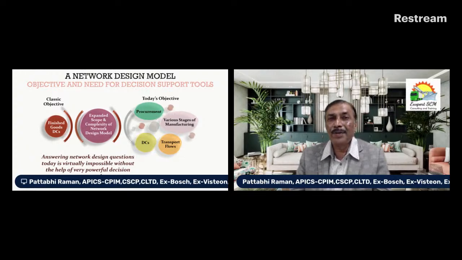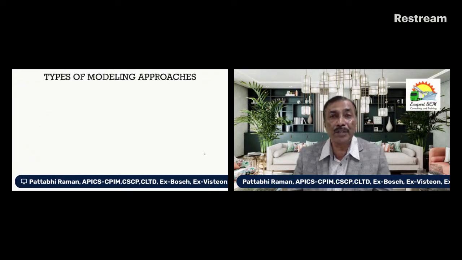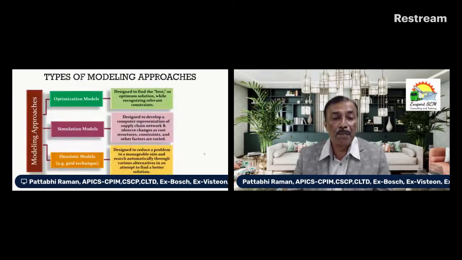Traditionally we were talking only in terms of distribution model, considering the customer alone. Now you should consider the procurement and various stages of manufacturing. Possibly the manufacturing also happens at various plants depending on their supply conditions. Then you have the distribution center, transportation flow. So in designing the network, you need a lot of data for making the analysis. Without capturing the complete current status, it is impossible to design effective modeling.